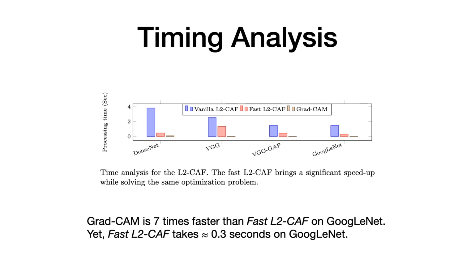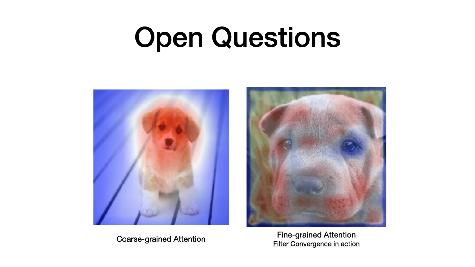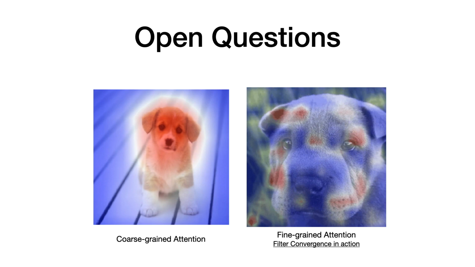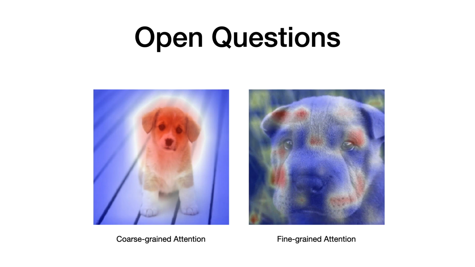This figure presents the computational cost of L2-CAF on 4 different architectures. The fast L2-CAF is 7 times slower than Grad-CAM on GoogleNet, but L2-CAF takes 0.3 seconds per image. Before concluding, we want to highlight some remaining challenges for attention visualization. We found that L2-CAF can be used to visualize fine-grained attention through intermediate convolutional layers. In this example, L2-CAF highlights the dog's ear, cheek, and brows. However, it is not clear which intermediate layers to use.